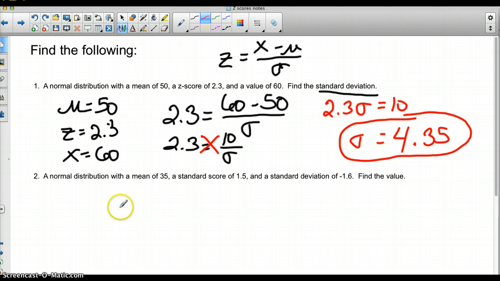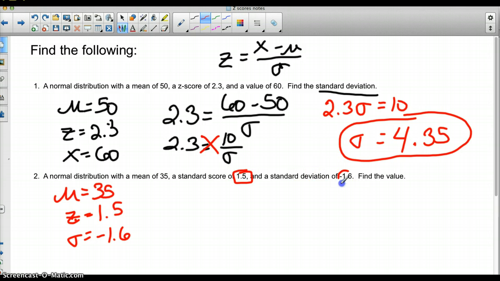Okay. Sometimes you may be given different information where you have a mean of 35, mu equals 35, a standard score of 1.5, and a standard deviation of negative 1.6. That's a typo. Okay, this is supposed to be negative 1.5, and this is supposed to be positive 1.6. So please change those on your paper now. I apologize. So do the substitution. You have negative 1.5. It's okay to get a negative z-score. That just means that you're going to have numbers less than the mean.